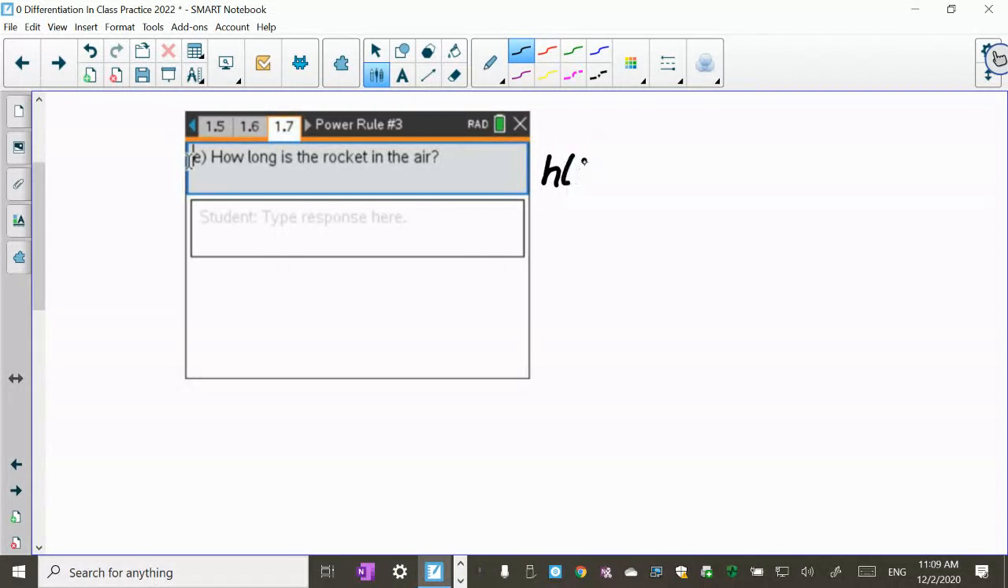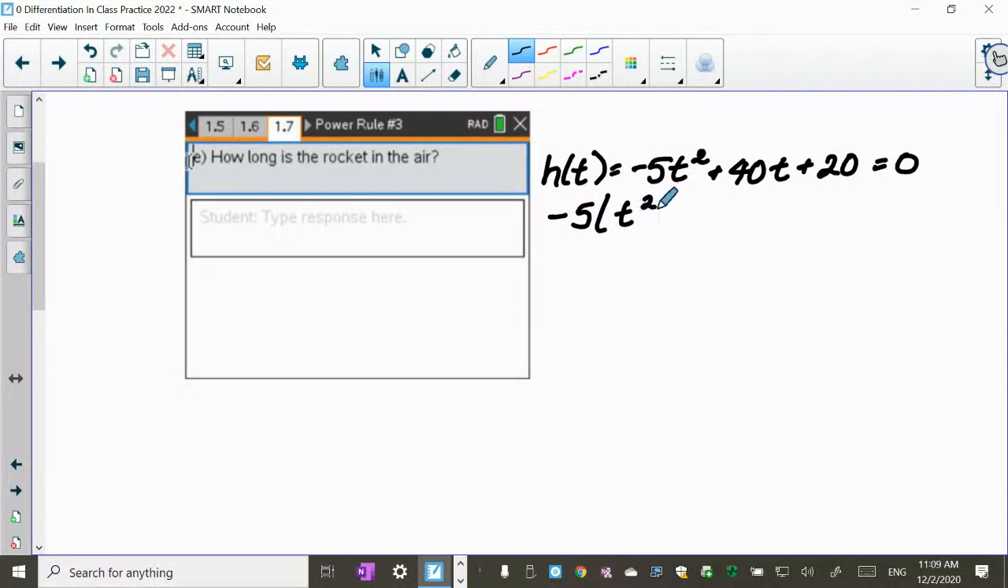So I have h of t, our original function, which was negative 5t squared plus 40t plus 20. I'm going to put that equal to 0. Now, you can use the quadratic formula to come up with that. What I did is I factored out a negative 5 first. This is legal, to make the equation easier, with smaller numbers to throw in. You don't need to do this.